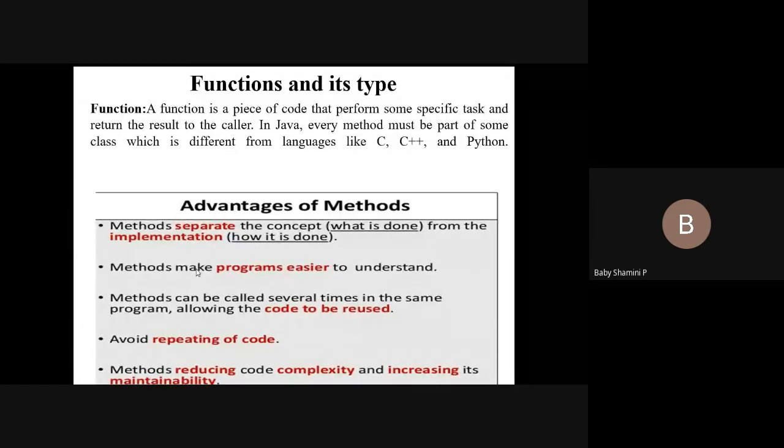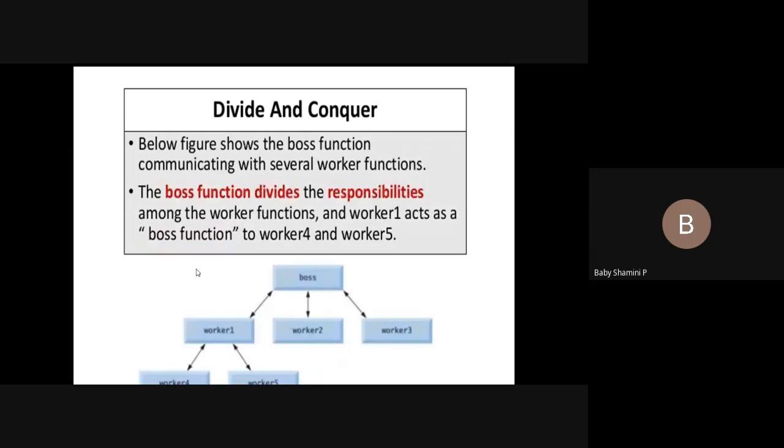Next one, it uses the divide and conquer approach. The major problem, that is the main problem, is divided into sub-problems. That is, the boss divides the work and allocates it to individual employees. Finally, all the employees complete their tasks, and it is collaborated together and produces a final output. So this follows the divide and conquer approach, that is, the top-down design approach.